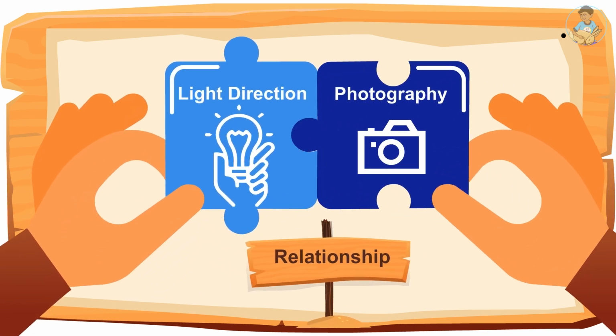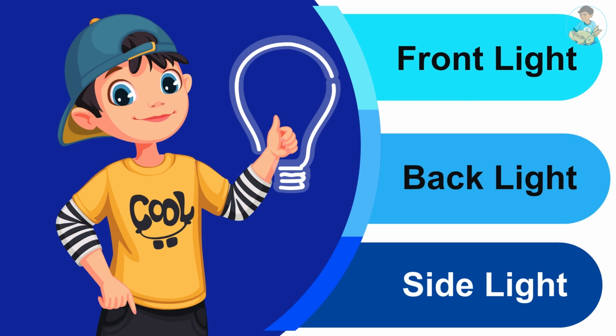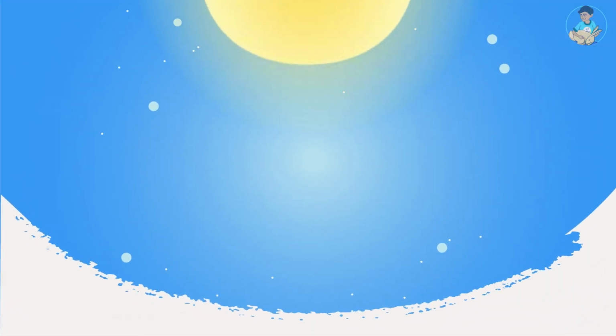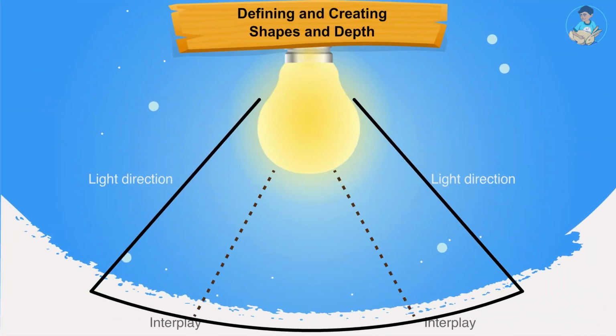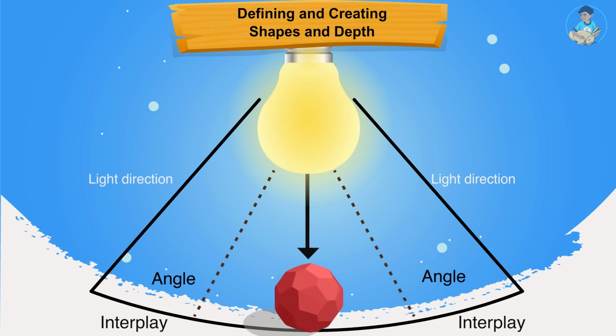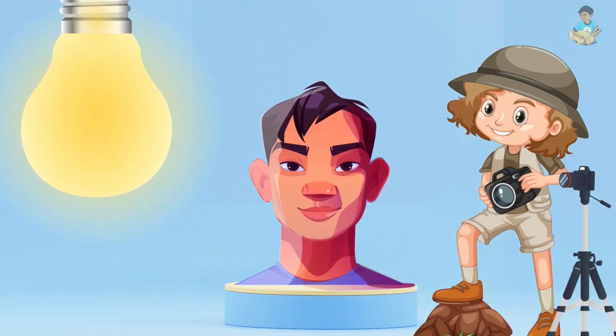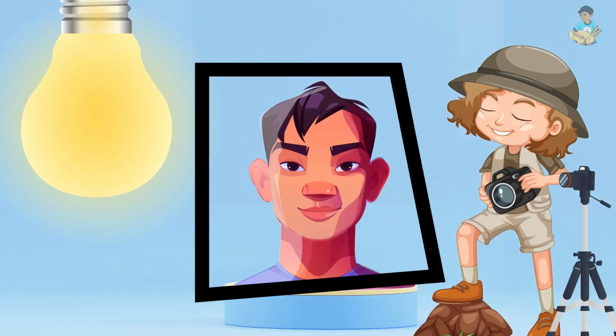In this video, we will look at the relationship between the light direction and photography. So let's begin by first understanding front light, back light, and side light. Light direction or light angle is not just about deciding what to light and what not to light, but it is about defining and creating shapes and depth. Photographers can use this interplay of light and shadow to reveal character and emotion.